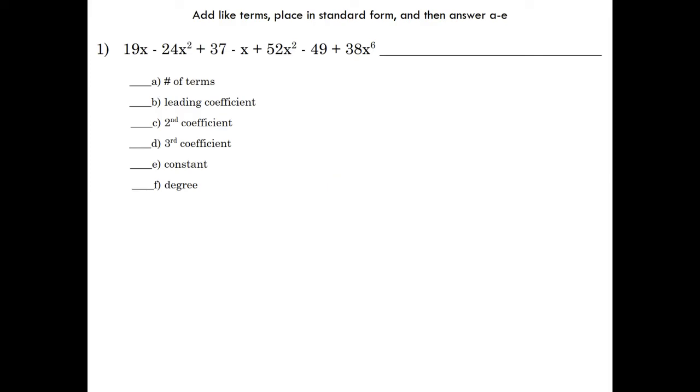So now in algebra, we're going to do the same thing. We're going to simplify the expression with the multiple terms by adding like terms. Then we're going to place it in standard form. We're going to get to that after. And then we're going to answer the questions A through F. It says E there, but it's really A through F. So first we're going to add like terms.